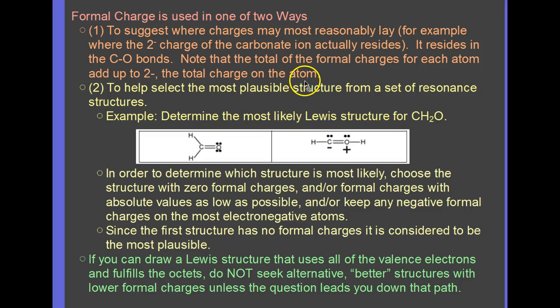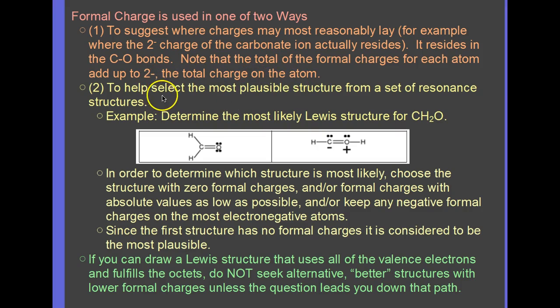So formal charge is used in one of 2 ways. The first way is to suggest where charges may most reasonably lay. For example, where the 2- charge of the carbonate ion actually resides, that we were just looking at. It resides in the C single bond O bond. And so note that the total of the formal charge for each atom in there will add up to a 2-, which is the charge on the ion.